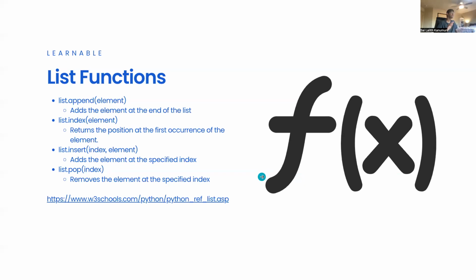And there's list functions. So list.append adds an element to the end of the list. List.index returns the first position of occurrence of the element passed in. List.insert, you give the index and the element, and it inserts it at the specified place. And then there's list.pop, which removes the element which you have specified as the index.